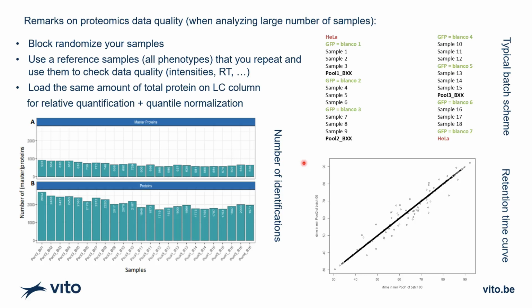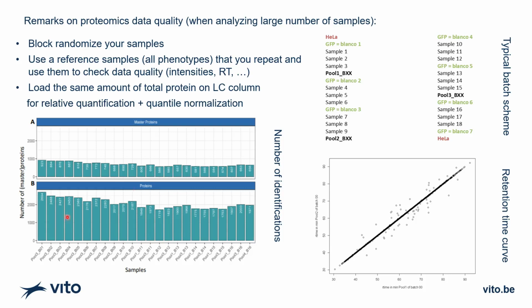So at the right side here, you can see a typical batch scheme that we use to analyze samples. So you see that there are blanks included, pool samples included, also HeLa digests included. It's kind of a reference, an easy reference sample, which you know what you have to identify. Also check if the retention time of the peptides or the proteins you identified stays the same, because if you want to quantify them and your retention time shifts, it becomes very difficult for the software to know where the peptides are eluting from your column.